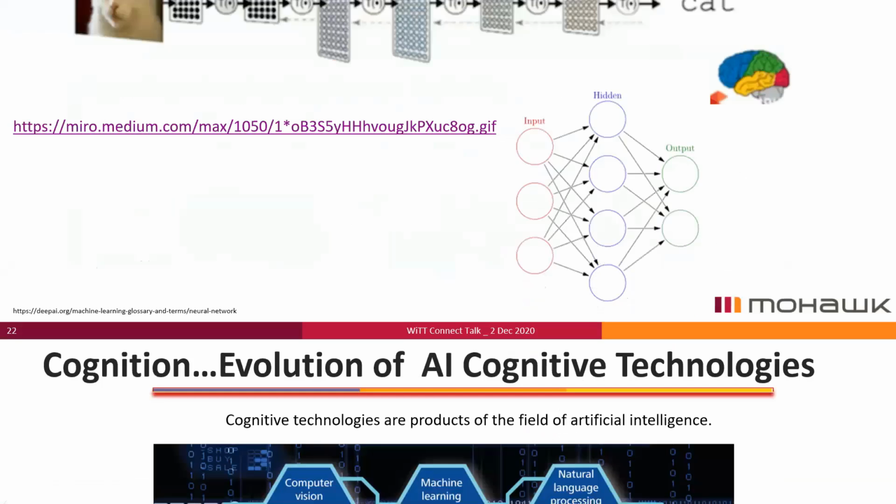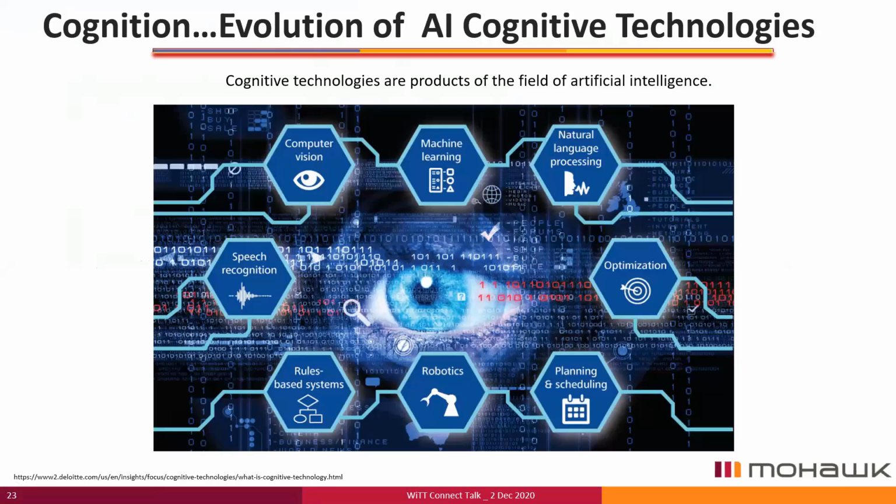So that's about the very core or the base of what artificial intelligence is, how machine learning is the subset of it, and how neural network is a subset of machine learning.